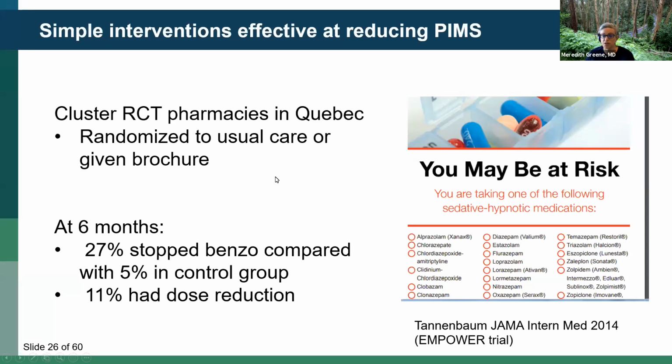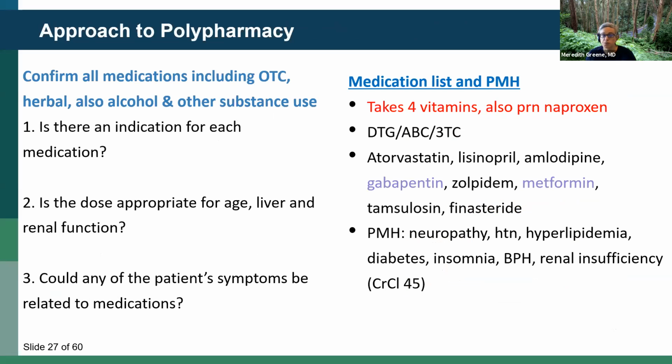And what happened? 6 months later, just by being given this brochure, 27% had stopped their benzodiazepine compared to only 5% in the usual care group. And another 11% had a dose reduction. So that's a pretty powerful effect for just giving people information. So coming back to the steps for addressing polypharmacy.